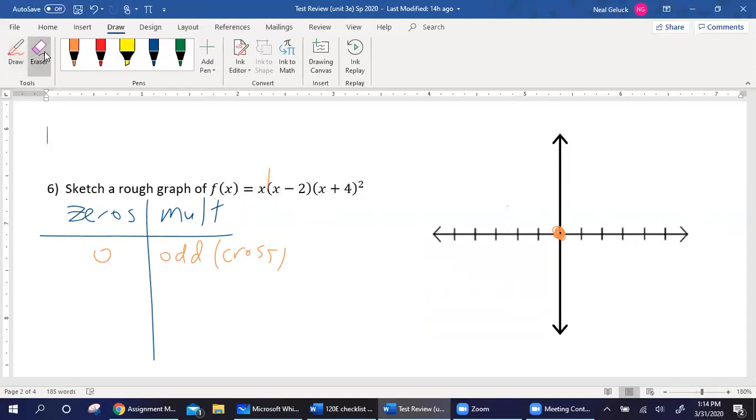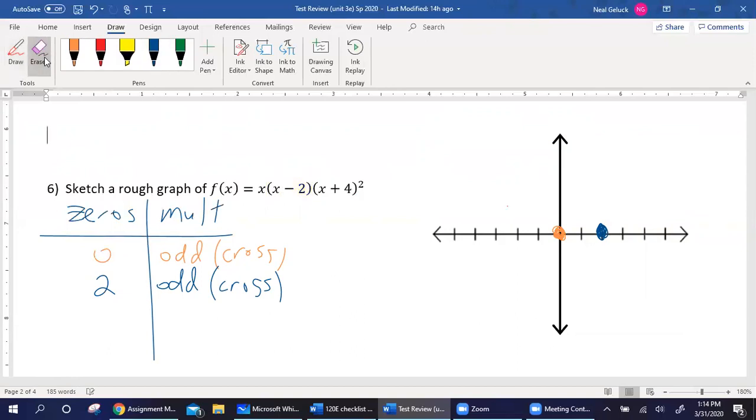My next factor is x minus 2. The 0 for that would be positive 2. That is raised to the first power. Remember, the multiplicity is how often the factor exists, not if the number is even or odd. That doesn't matter. So this is raised to the first, which is odd, which again means we're going to cross there. So at 2 on my graph, I know I'm going to hit the x-axis, and I know my graph's going to cross through there.